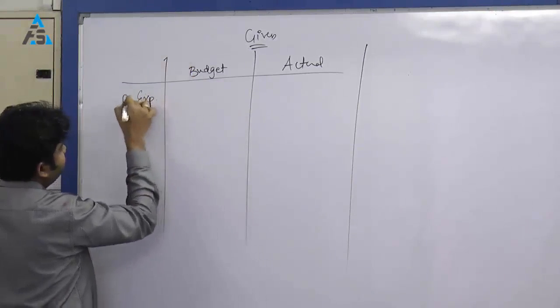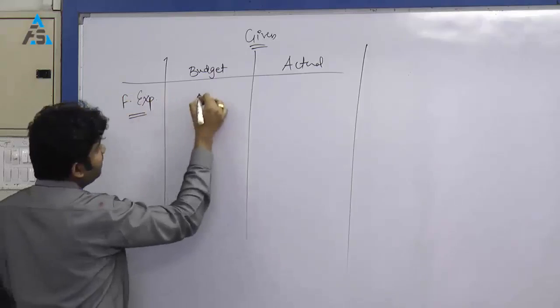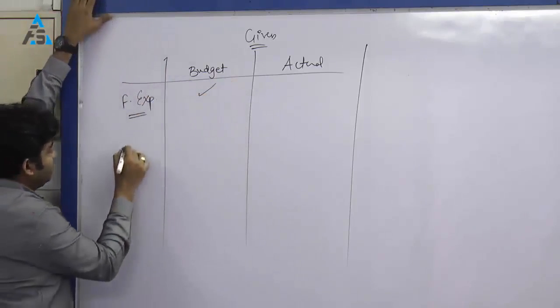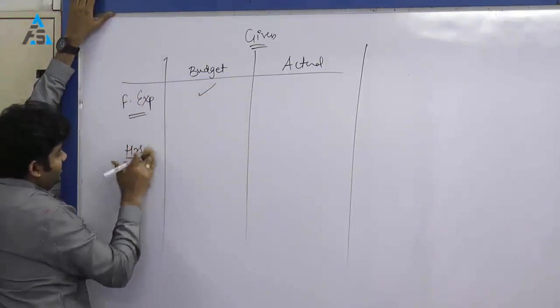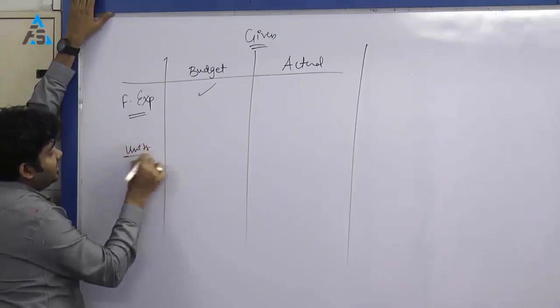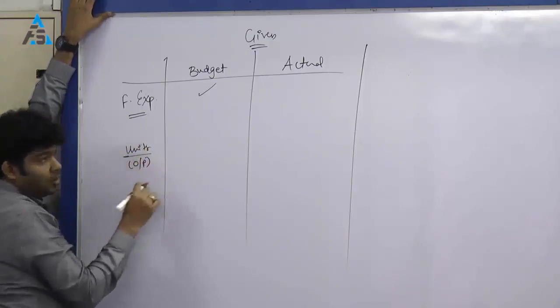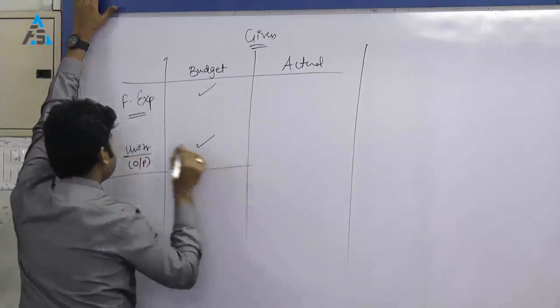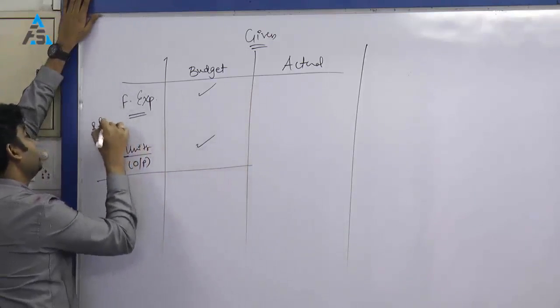That total: what is the fixed overhead expenditure that you are going to incur. So the budget first will be fixed overhead expenditure. Then the total number of units that the production manager is planning to make. So next in line is the output. Next, you will always calculate the recovery rate.